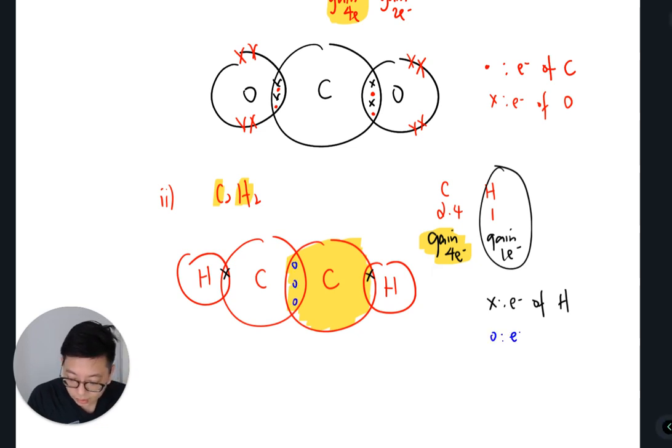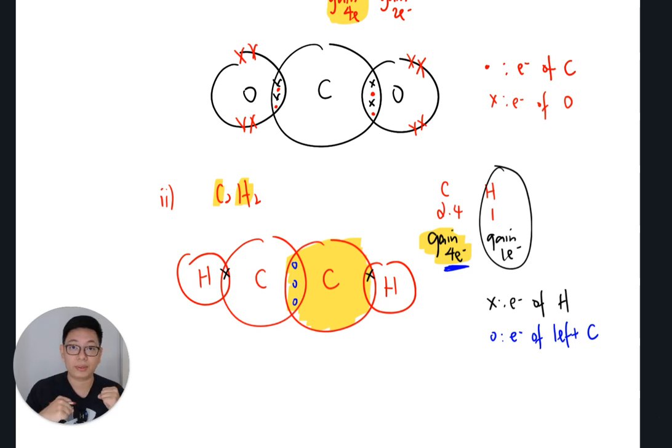I'm going to write circles to be electrons of the left carbon. It's going to take 3 more electrons from the carbon on the left. And now it has gained 4. It's done, okay? So carbon needs to gain 4 electrons. It's taken 1 from H, 3 from the other carbon.